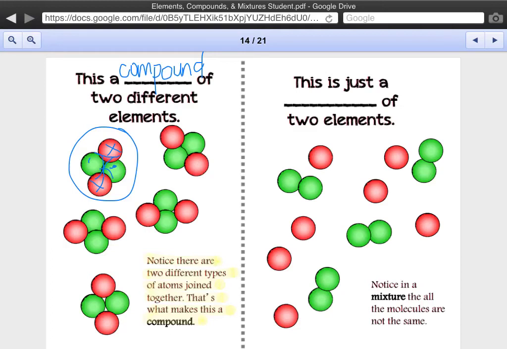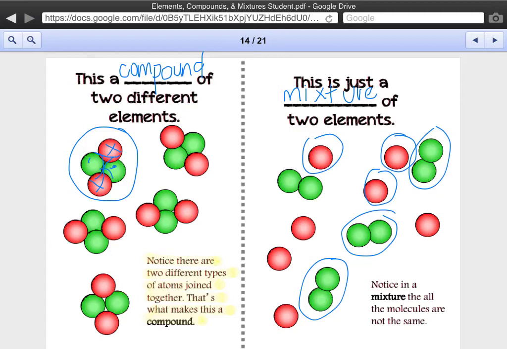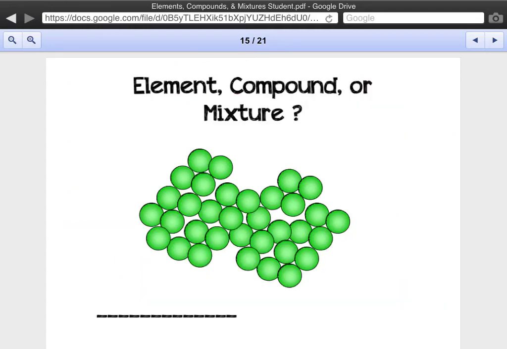On the right side, you just have a mixture of two elements. Here you have single elements, and then you have the molecules of a different element. If you will notice the mixture, in a mixture, all the molecules are not the same. They don't have to be the same atom. It just has to be either just a molecule or a single atom.